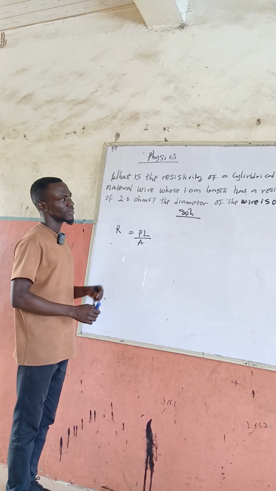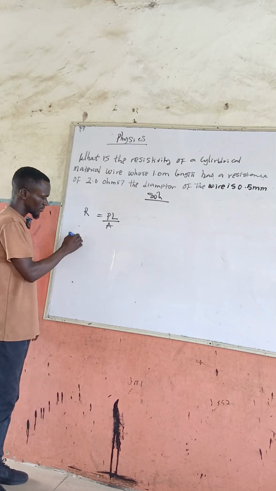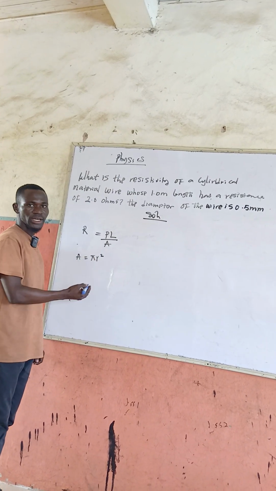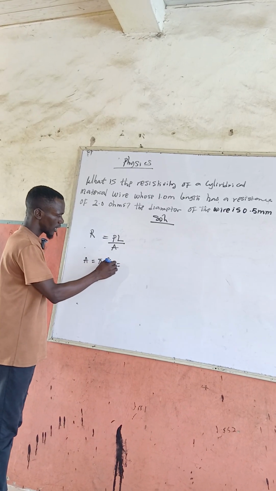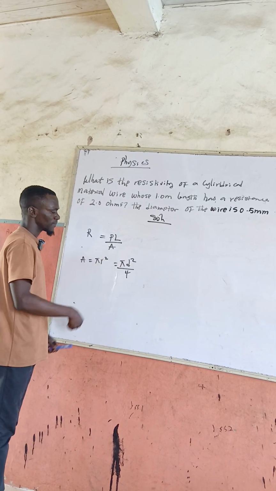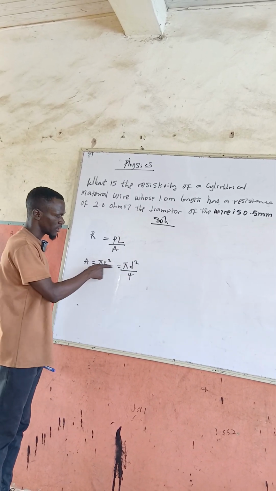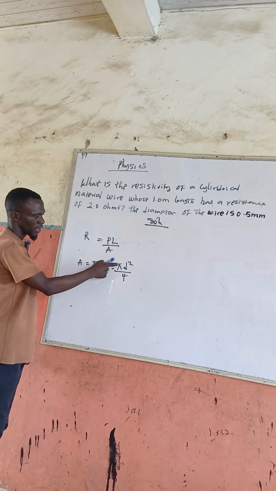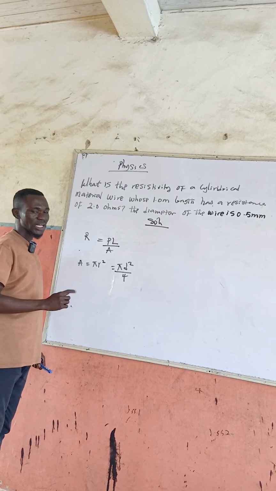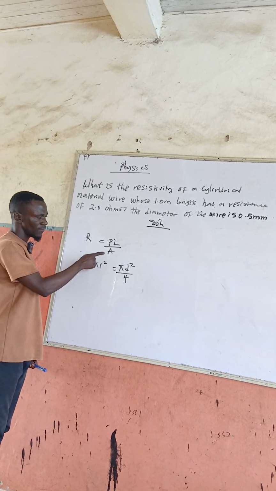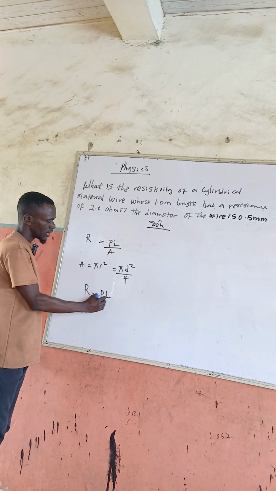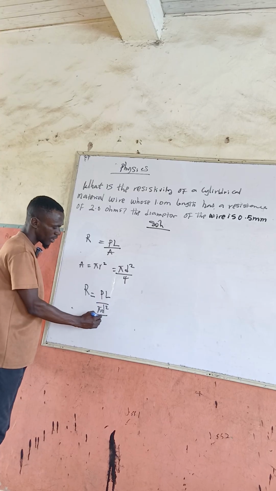We are given the diameter in this question. So take your area as pi d squared over 4 instead of pi r squared. How do I get pi d squared over 4? If you watch my last video, you will see where I got it. If we are given the radius, I use pi r squared for the area. So resistance equals resistivity times length over pi d squared over 4.